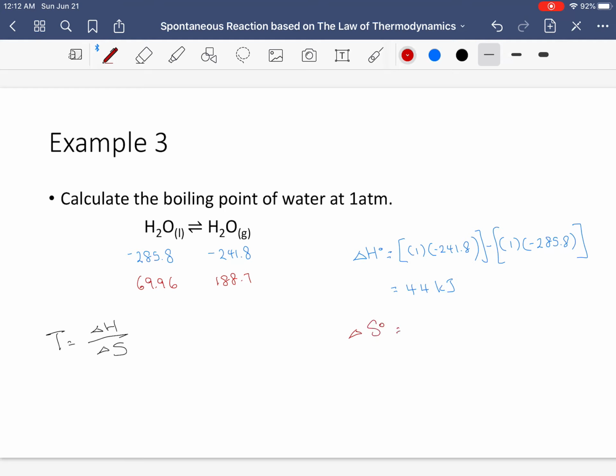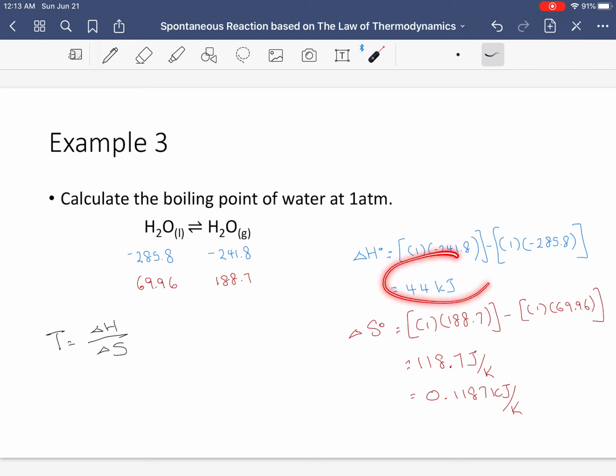Delta S, okay, is 1 times 188.7 minus 1 times 69.96. Okay, and that would be 118.7. But this is joules, so always remember that. That's in joules. Joules per Kelvin. All right. Now that makes perfect sense here. No, hold on. Let me just change this before I forget to change it.